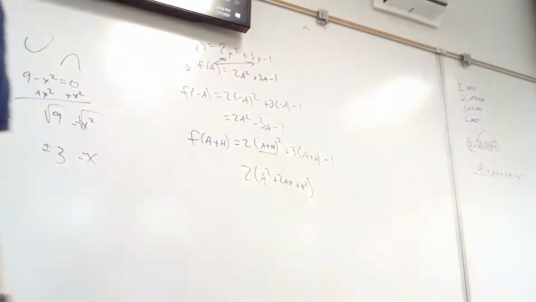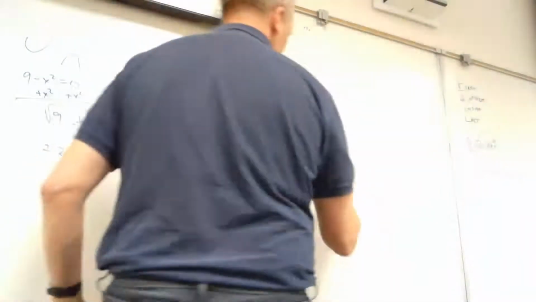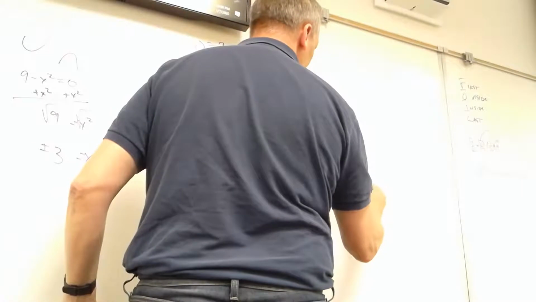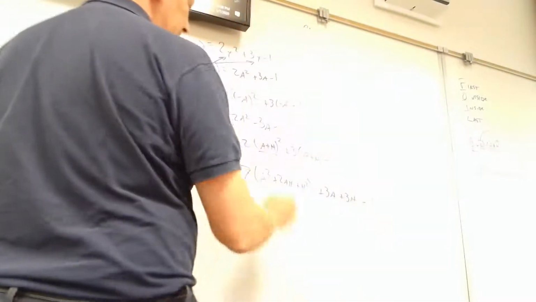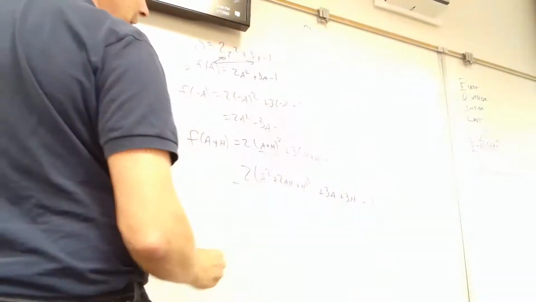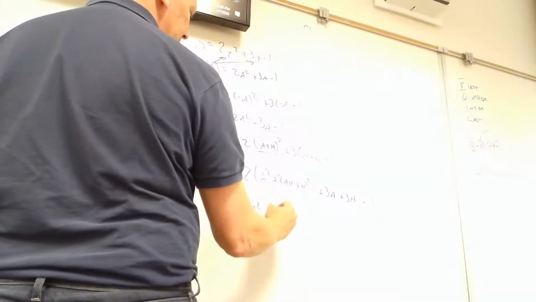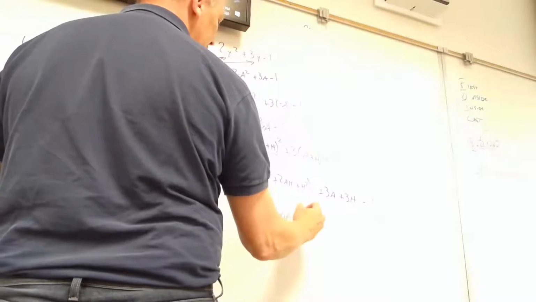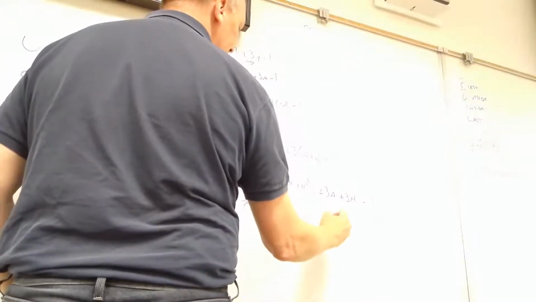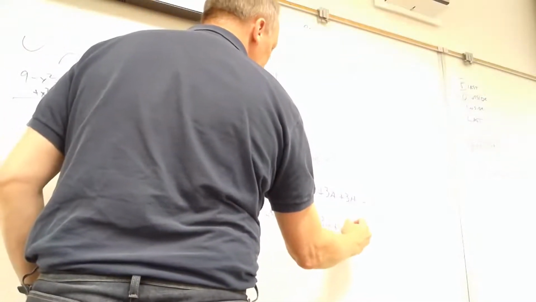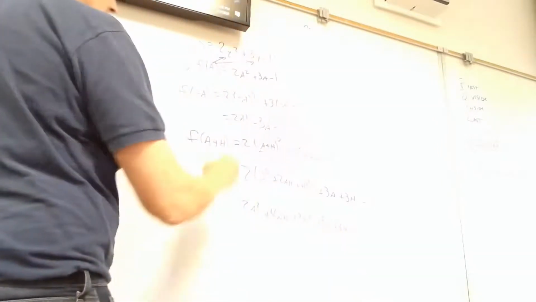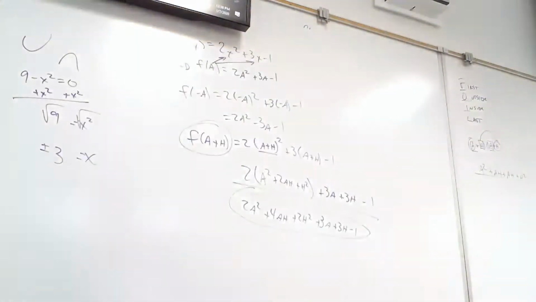Now, who was I picking on? I can't remember. Okay. It'd be plus 3A plus 3H minus 1. And so we can simplify this once again to be 2A squared plus 4AH plus 2H squared plus 3A plus 3H minus 1. Okay? So that's f of A plus H.